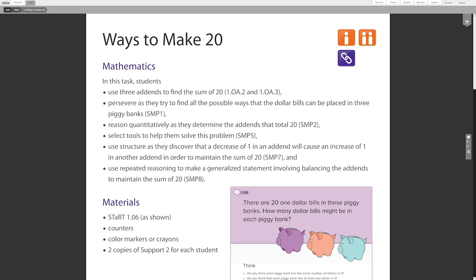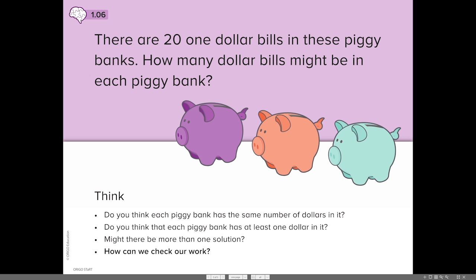I'd like an opportunity to share some tasks with you. The first one is from grade 1, ways to make 20. In this particular task, students are shown piggy banks, 3 of them, and they are asked to arrange 20 $1 bills. How might they be able to do that? This task pushed students' thinking a little bit more because usually they think about 2 add-ins versus 3, and how many ways can they make 20, and how do they know they found all the ways to make 20?